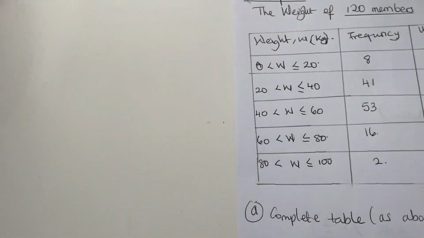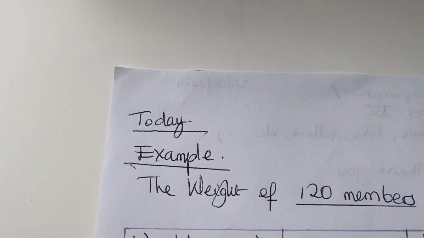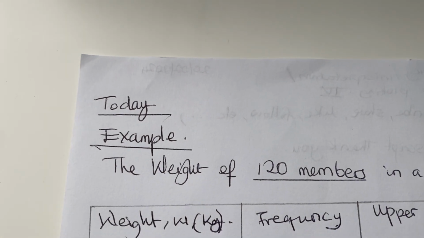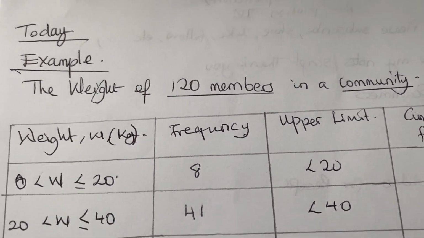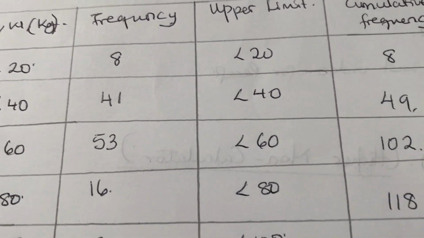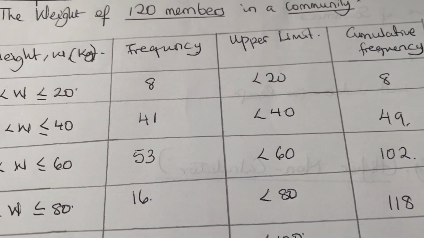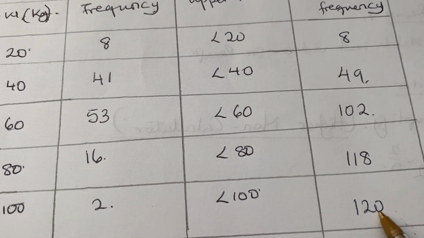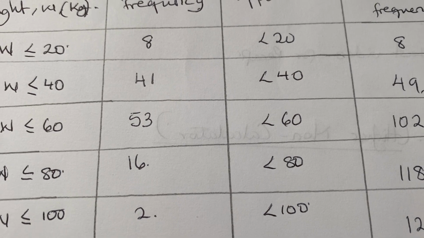Now today we are looking at graph work again. These are weights of 120 community members. Straight away, when you finish your cumulative frequency column, the last one should be 120. If you got 119 or 118, then you added wrong.